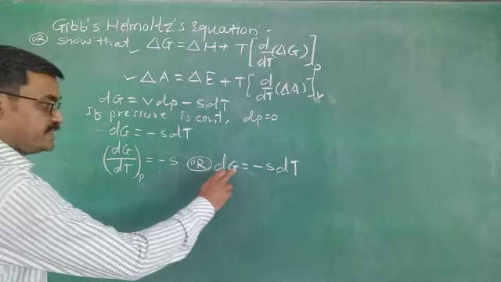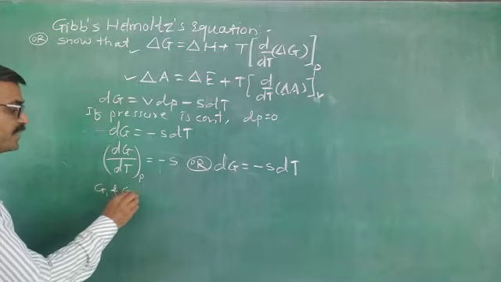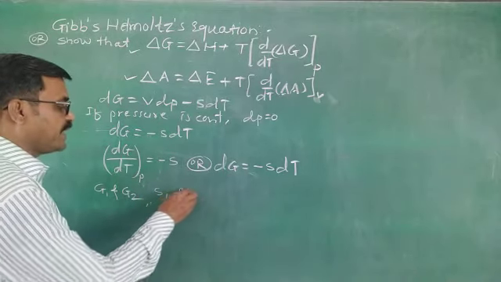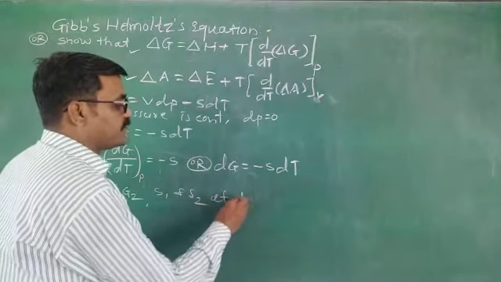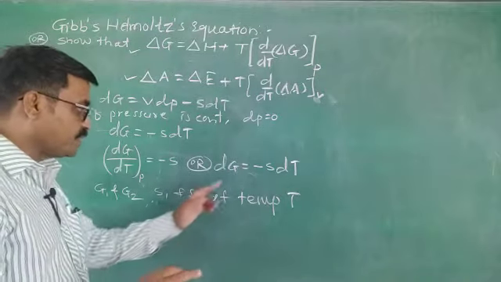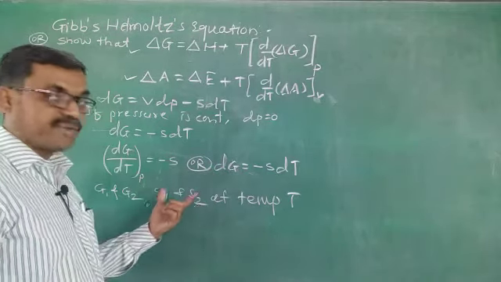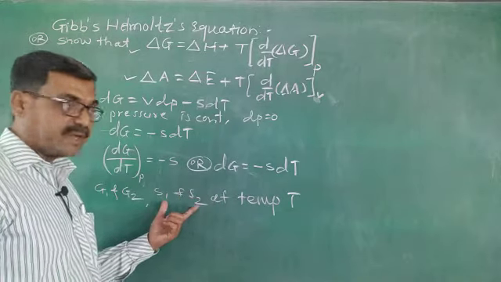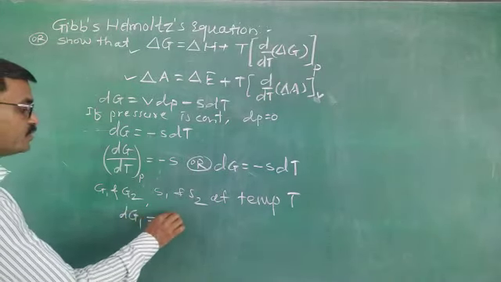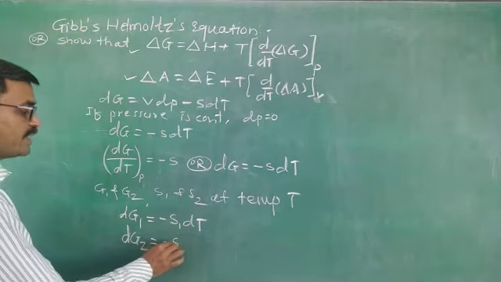Now suppose dG is equal to minus S dT, and G1 and G2 are the free energies at initial state and final state, and the corresponding entropies are S1 and S2 at temperature T. Means suppose we have a system, for that particular system G1 and G2 are the free energies at initial and final state, the corresponding entropies are S1 and S2 and temperature is T, then this equation becomes dG1 is equal to minus S1 dT and dG2 is equal to minus S2 dT.